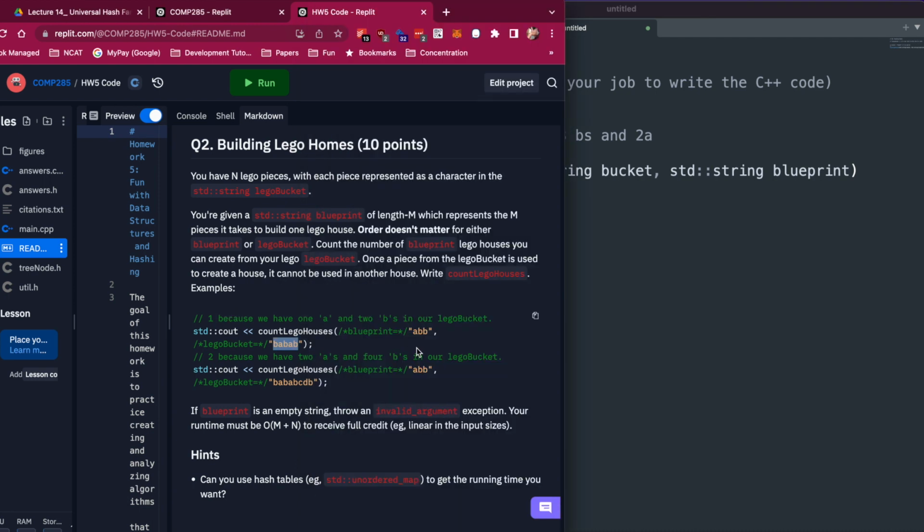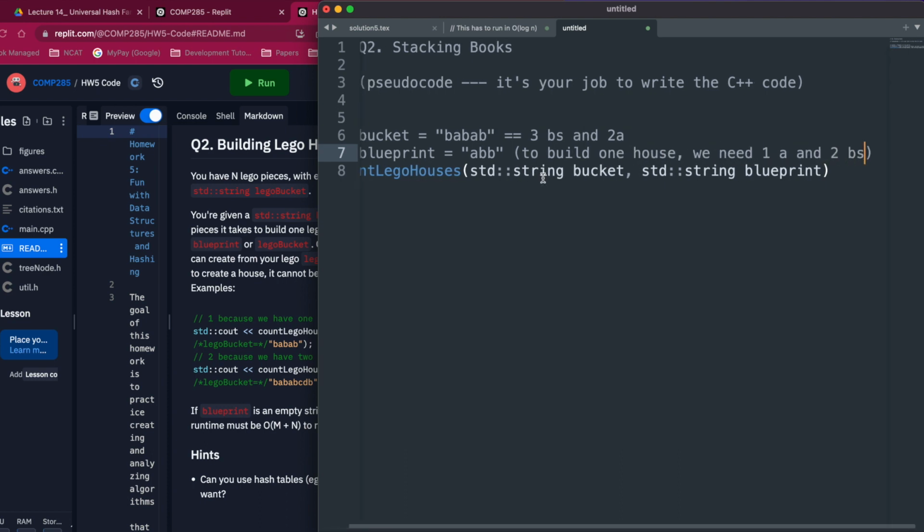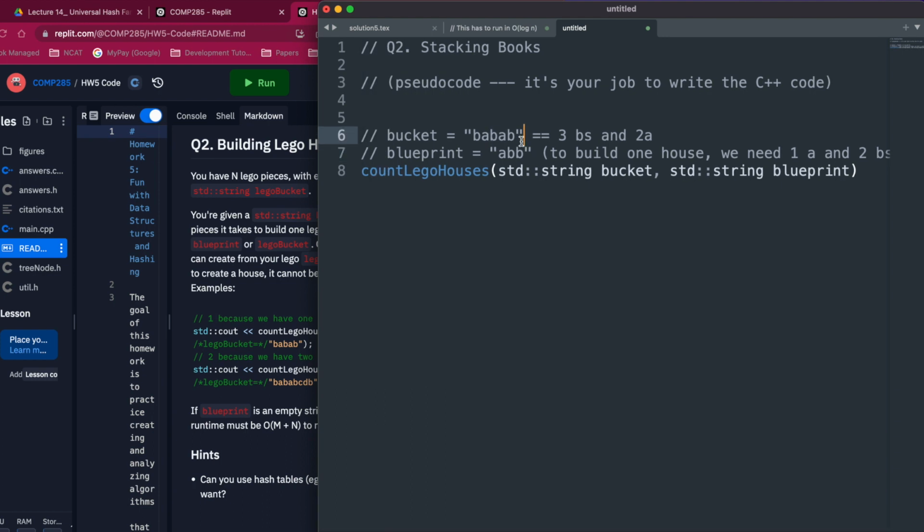Cool. So let's see what's an example of a blueprint here. This is an example of a blueprint, which basically says that to build one house, we need 1 A and 2 B's, right? So you can imagine you would actually use this as an algorithm to figure out, do you have enough material to build as many houses as you want to build, right? It's a very reasonable question.